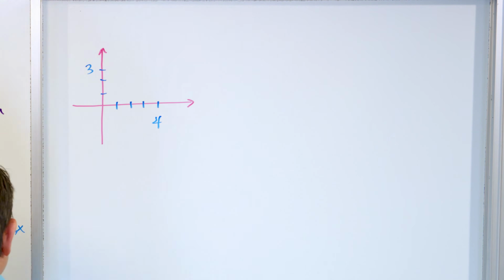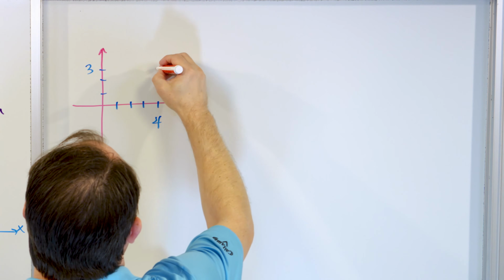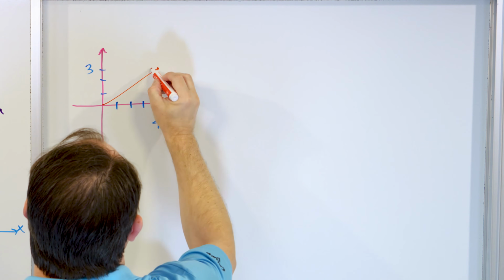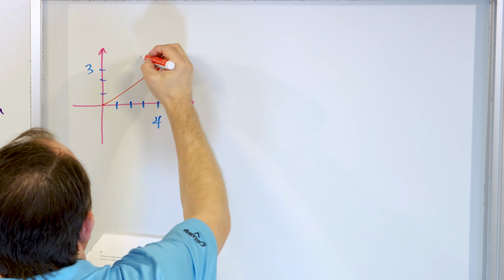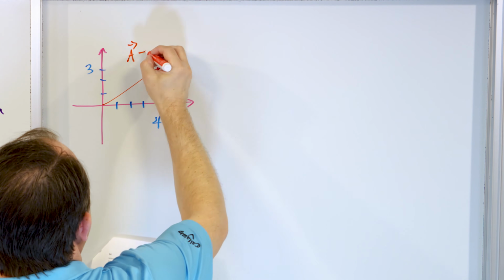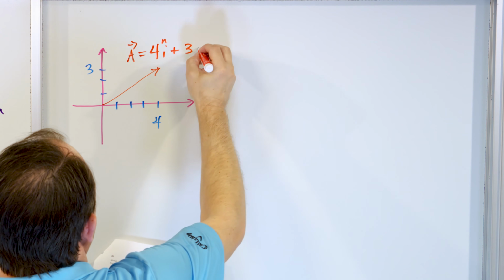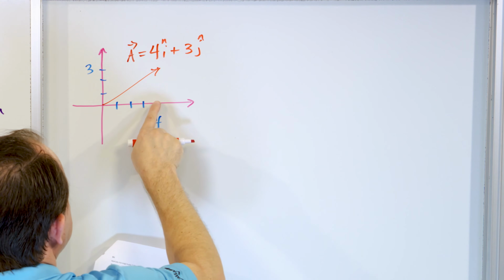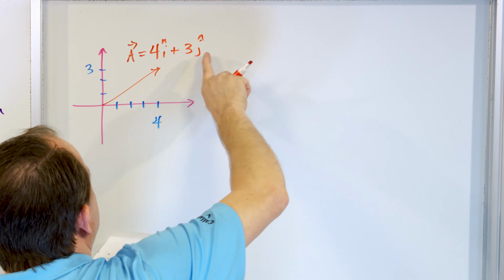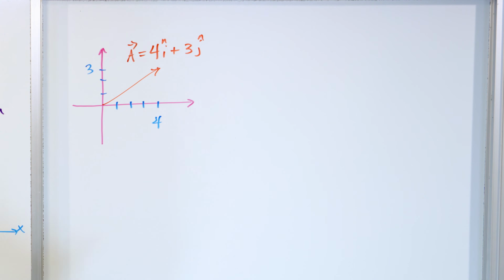And what I'm going to do is draw a vector where the tip is right there. So here is the vector right there. What is this vector? We're going to call it vector A. And what is this vector in unit vector notation? It's 4i plus 3j. So 4 units in the x direction and 3 units in the y direction. So that's vector A there.